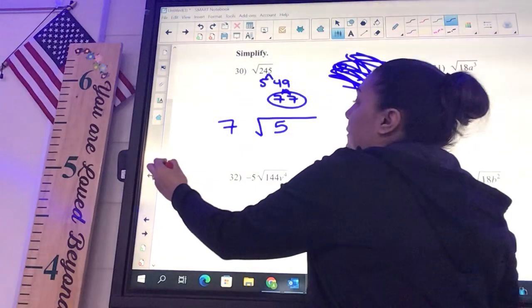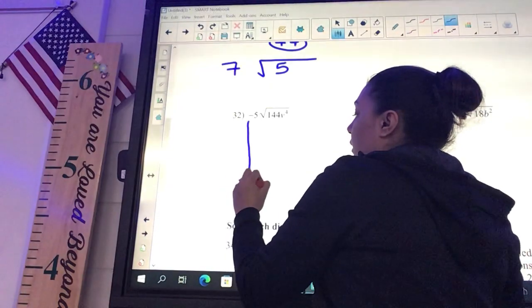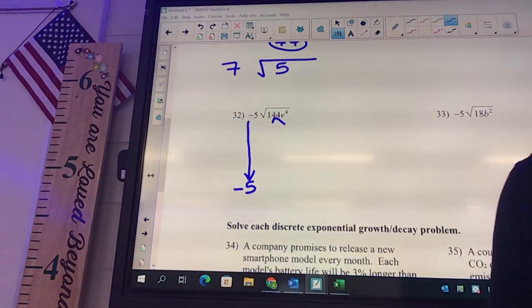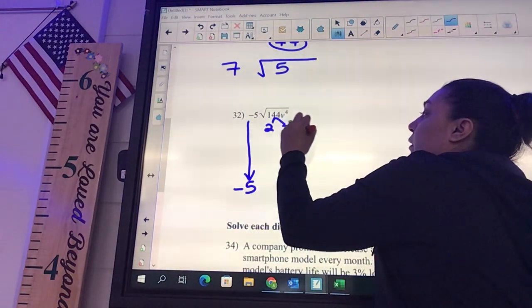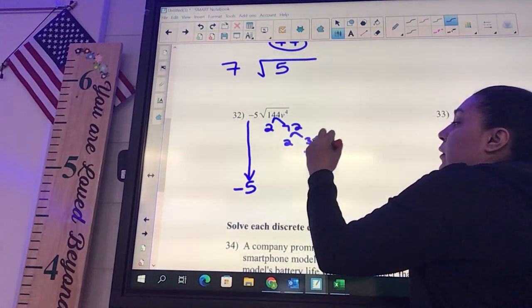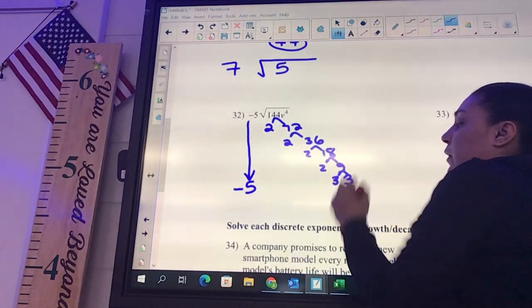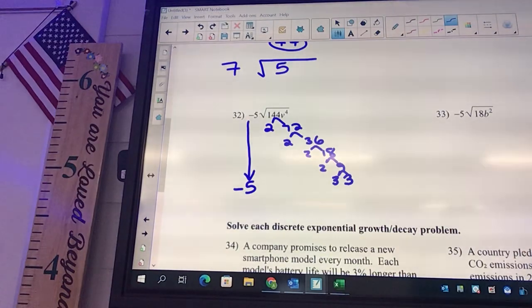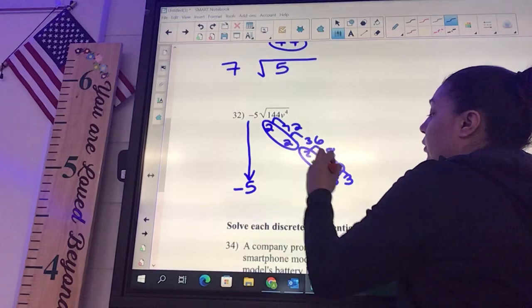Okay, 32. What is the very first thing you should do? Drop down the negative 5. Okay, 144. 2 and 72. 2 and 72? 2 and 18. Okay, who can go? 2 groups of 2 and a group of 3s.